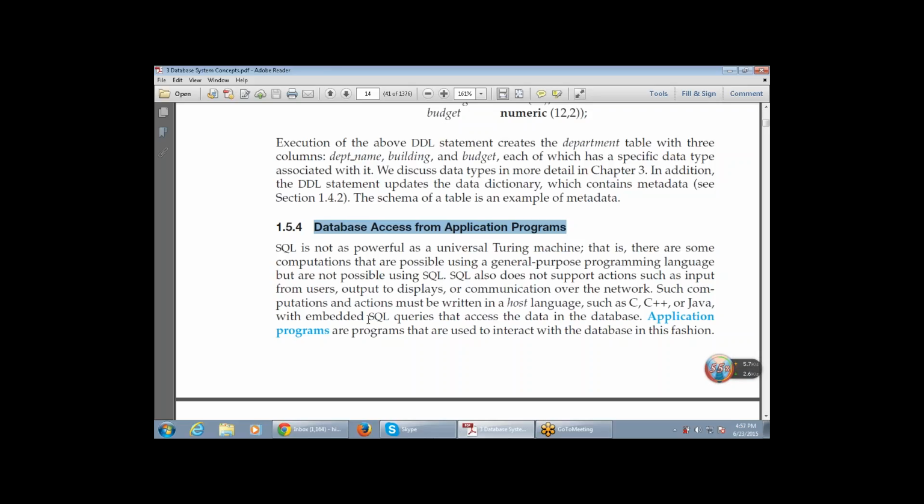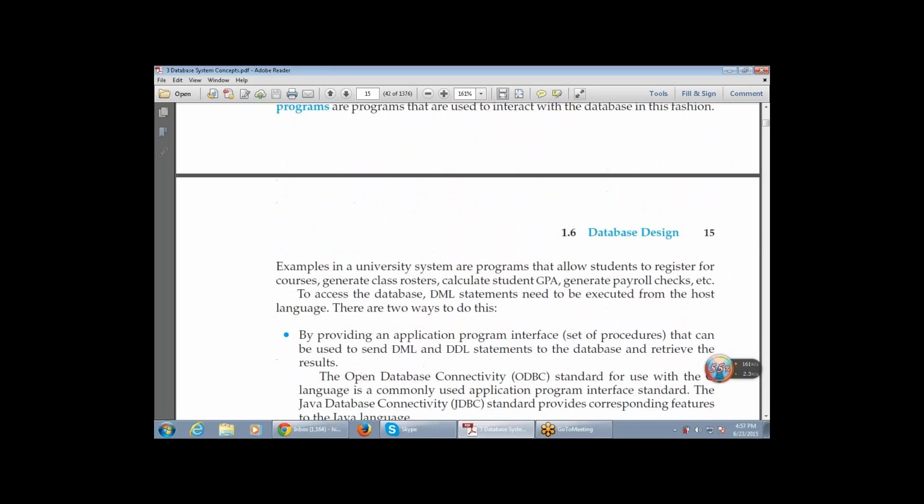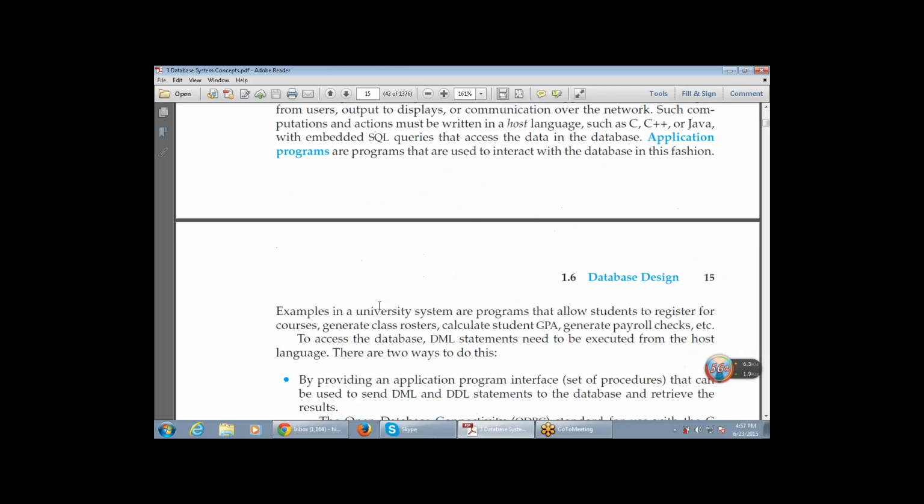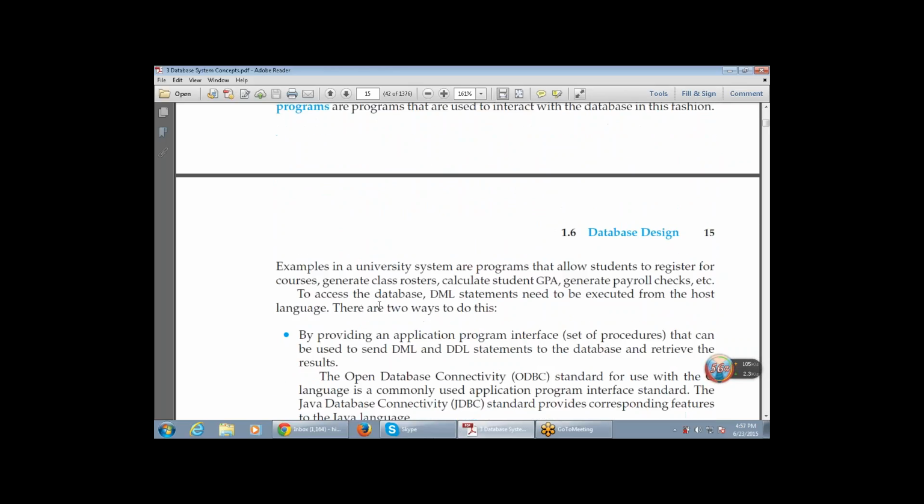Application programs are programs that are used to interact with the database in this fashion. As I told you, whenever we use any application program to interact with the database with the use of the SQL language, that is known as database access using an application program. Examples in a university system are programs that allow students to register for courses, generate class rosters, calculate student GPA, generate payroll checks, etc.